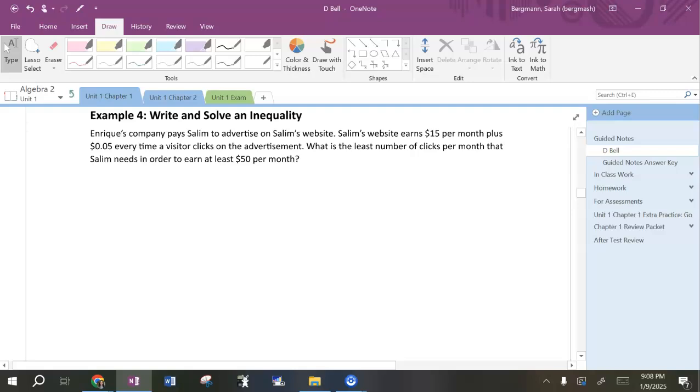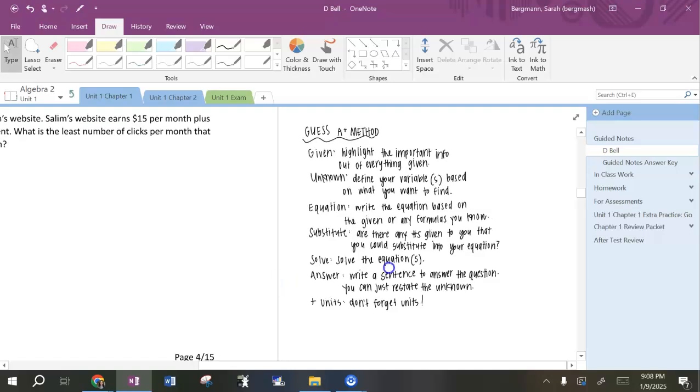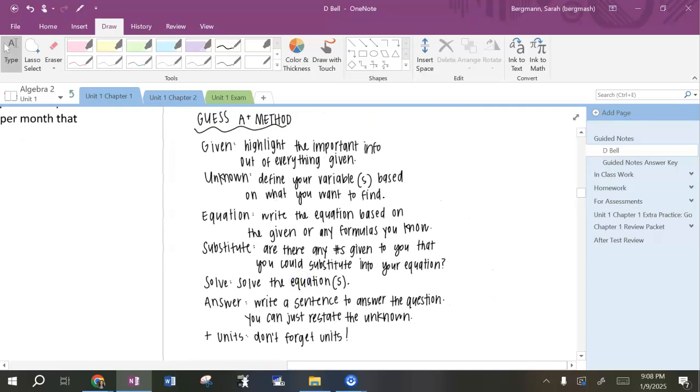And since this is our first word problem that we're dealing with, we're going to review a method called Guess A Plus method, which can really help you when you're approaching a word problem so that you don't get overwhelmed with everything coming at you. So let's go over what does this stand for. It's an acronym, Guess A Plus.